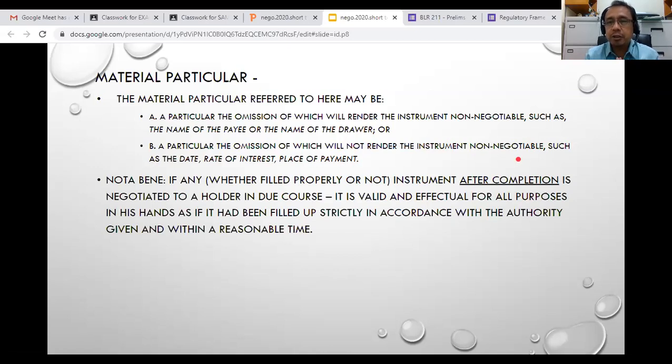So ano ang gagawin natin dito? So that this instrument, which is wanting in a material particular, will be enforceable against those individuals whose signature appeared thereon prior to completion. Ano ang requirement? Si holder, okay, who has the authority to insert or to complete that instrument, he has to complete it in accordance with the authority given and within a reasonable time. Dalawa yung requirements, ha? The holder of the instrument should complete it in accordance with the authority given and within a reasonable time.